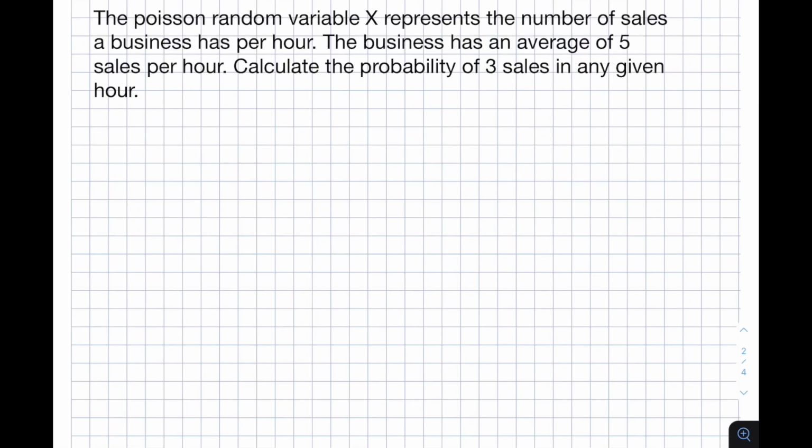In this problem, we're told the Poisson random variable x represents the number of sales a business has. The business has an average of 5 sales per hour. We need to calculate the probability of 3 sales in any given hour.